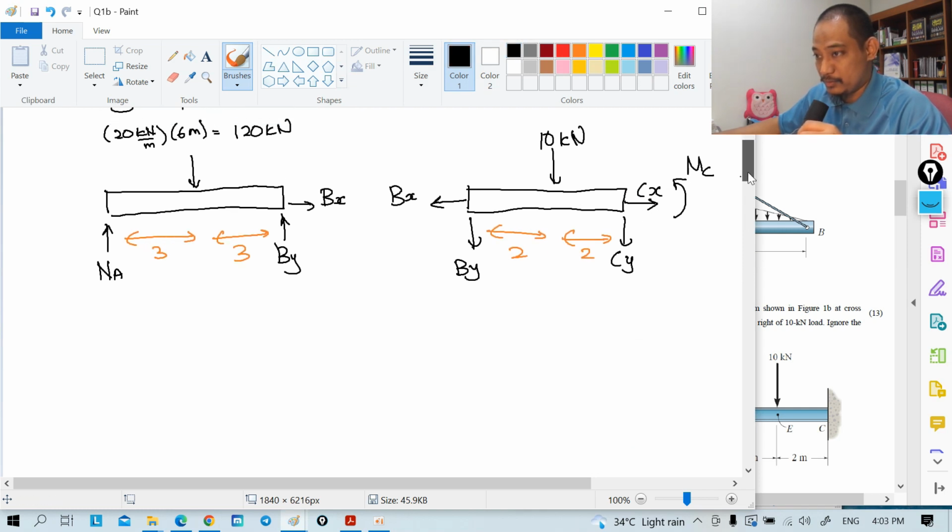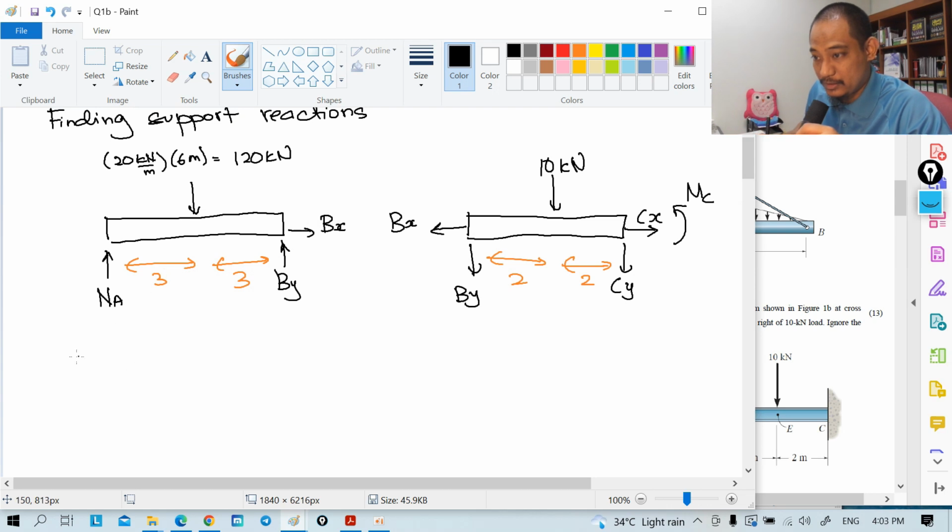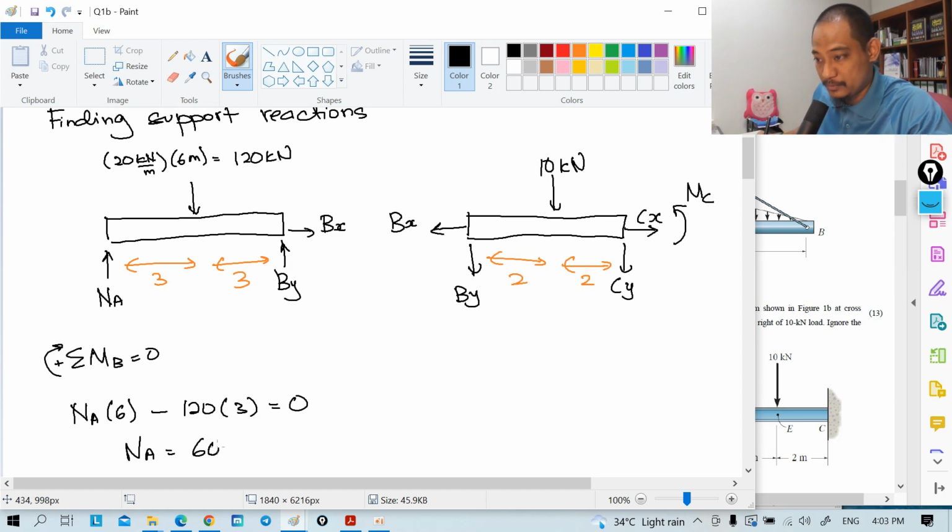Alright, let's go. To find NA, summation of moment about point B equal to 0, let's consider clockwise as positive. So you have NA times the distance of 6 minus, because counterclockwise, minus 120 times the distance of 3 equal to 0. So NA should be 60 kilonewton, right? Let me verify. Even though it's normally in the exam, I try to verify anyway, even though it's a simple calculation, just in case I make a mistake in my head.